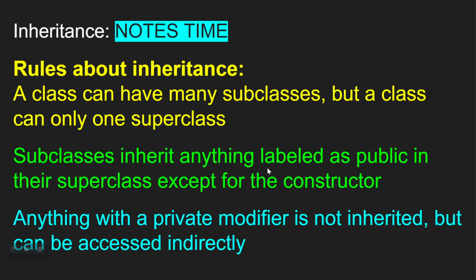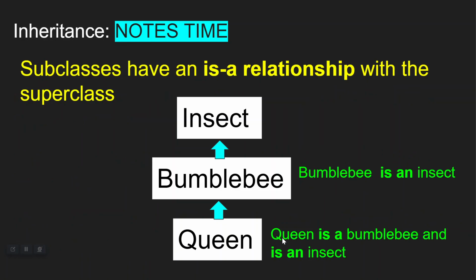Subclasses inherit anything that's labeled public in their superclass, except for the constructor. Subclasses don't automatically inherit the constructor. You have to create a separate constructor for your subclass. But anything else that's labeled as public, so any public method, will be inherited. Now, anything with a private modifier is not inherited, but you can access those things indirectly. And we'll look at how that happens, all right?